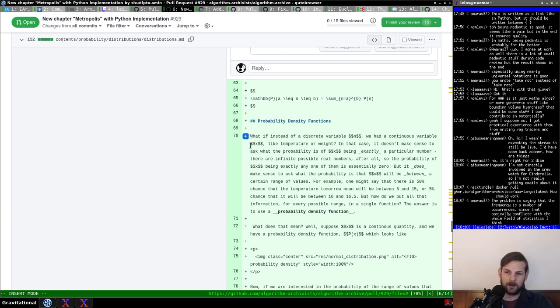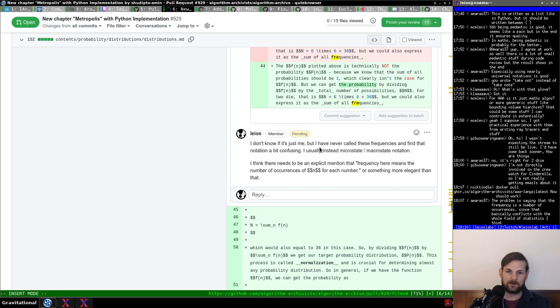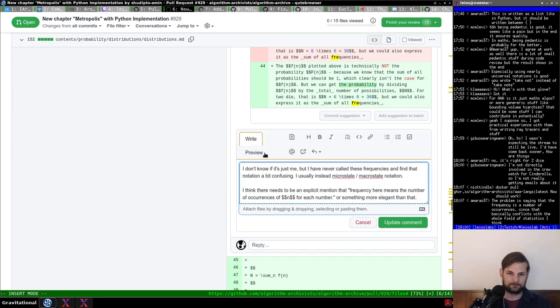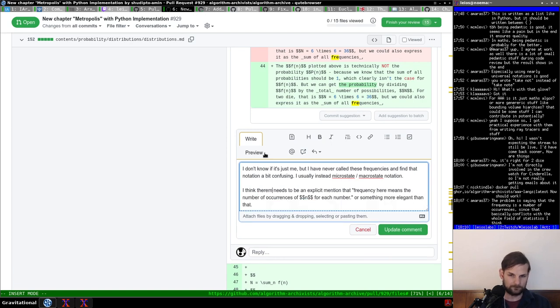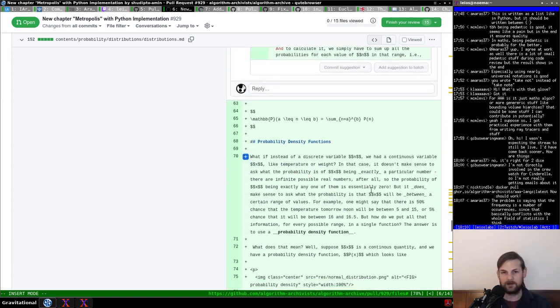That seems fine. The problem is saying that the frequency is the number of occurrences, since that basically conflicts with the whole field of statistics, I think. Now for that statement, I don't know. Frequency, to me, is super vague, and I didn't know what was meant. So I'm actually in favor of not using the word frequency at all. I don't know if it's just me, but I've never called these frequencies, and find that notation a bit confusing. Okay, but we'll see. Let's just keep working on it a bit.